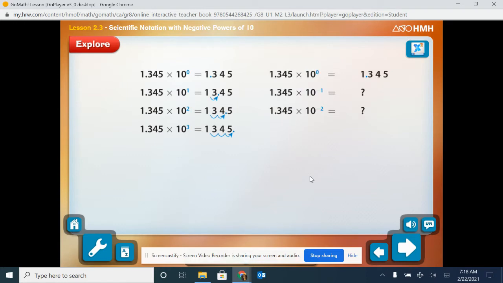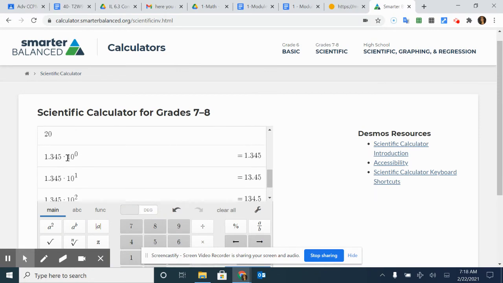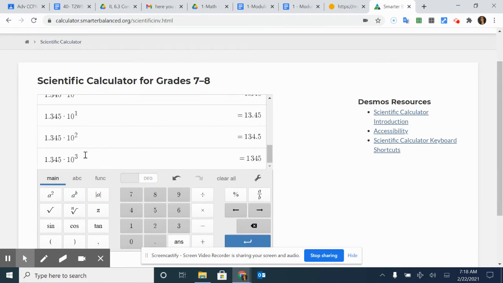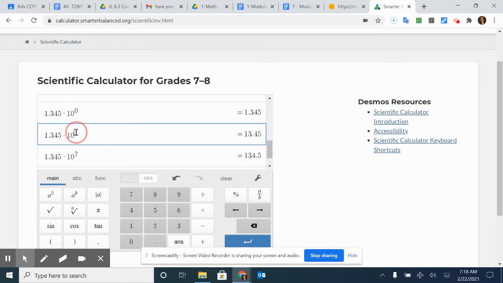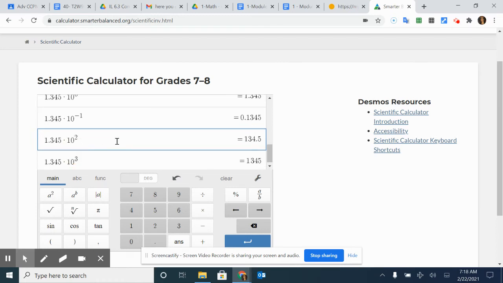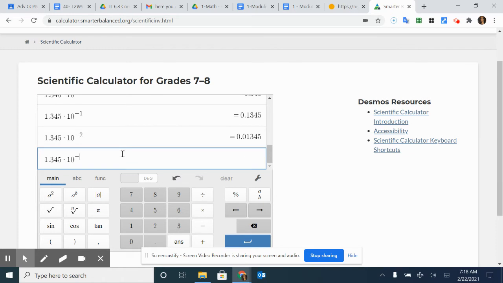Let's see what happens when we multiply powers of 10 that have negative exponents. I like that. Let's use the calculator. We already had the 0 right here. What happens if I go backwards, and instead of putting in 1, I put in -1? Look, it was between 1 and 3, now it's in front of the 3. Now let's see if it is -2. It moved over 1 more to the left. And for -3, look, they started putting zeros in the front.